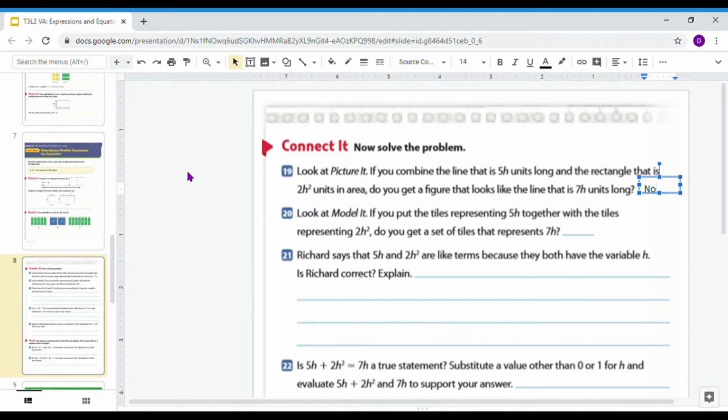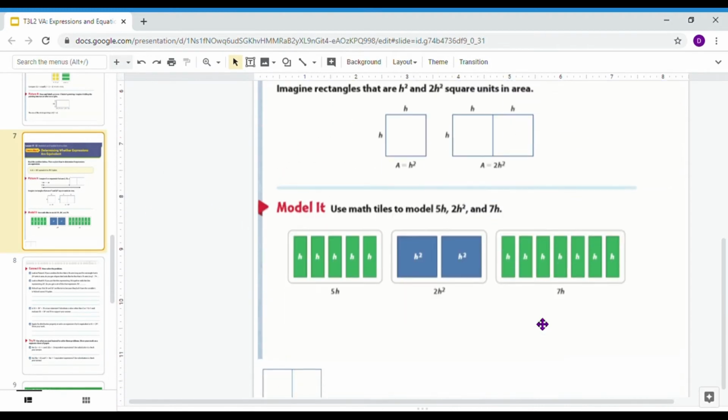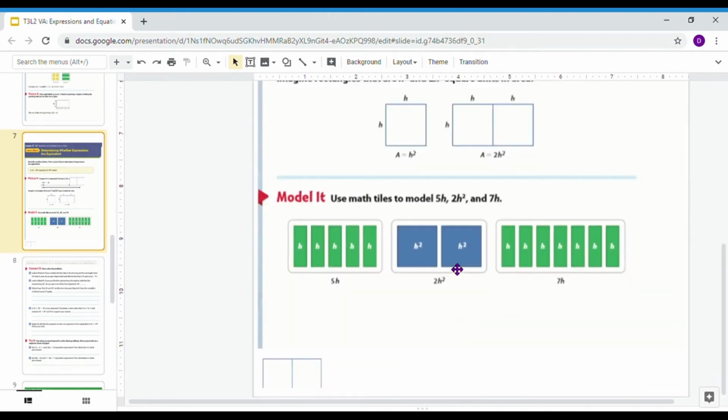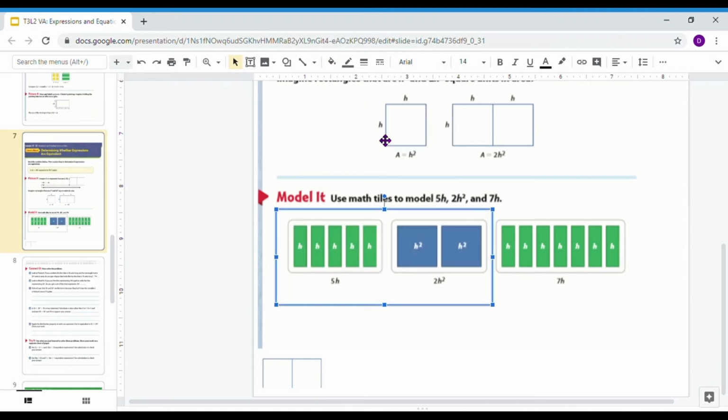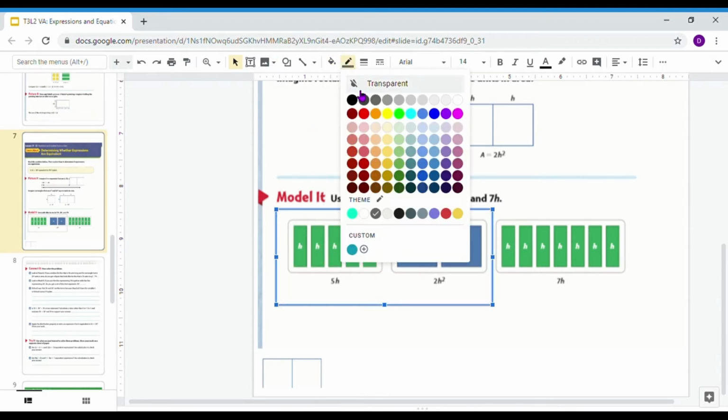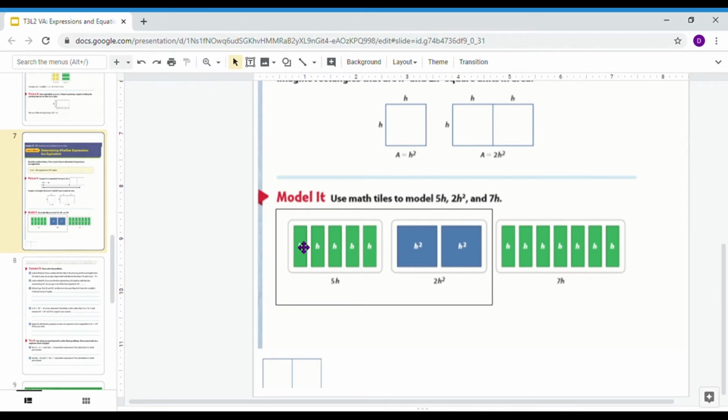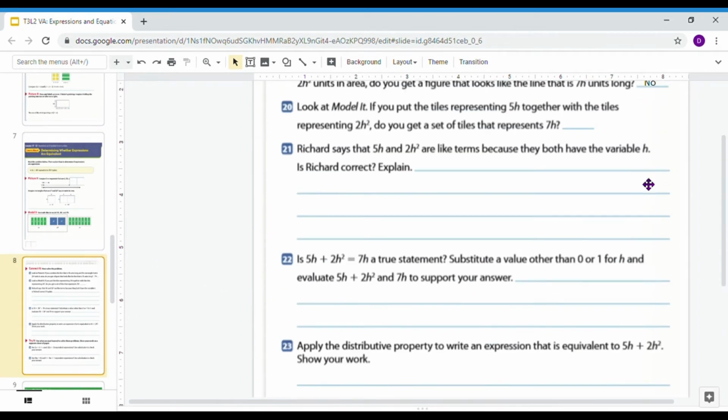So let's go back to 115. And basically what they're saying is, when I look at these as a whole, so if I were to take my shapes and look at 5h plus 2h squared as a whole, does the model of 5h plus 2h squared look the same as the model of 7h? Do these two, does the one in the box look the same as the one out of the box? No, it doesn't.